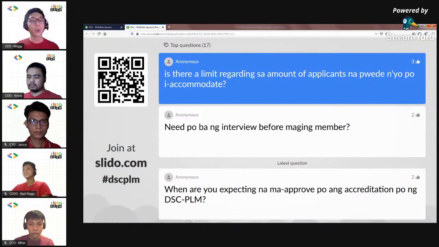For the meantime, while we are waiting for the accreditation status, you are all free to apply now as a member. However, as we said kanina pa, we'd like to ask for your patience kasi we cannot really say yet if you are already a part of DSC PLM, but you're already a potential one. So that's something to already consider. So thank you for that.